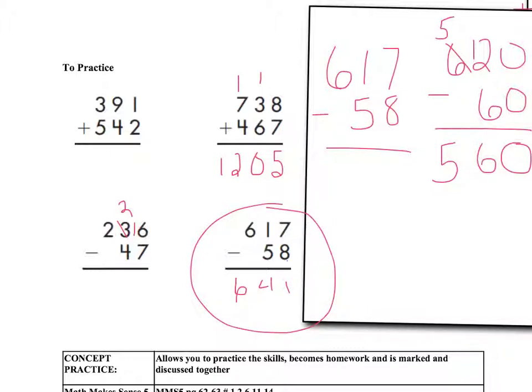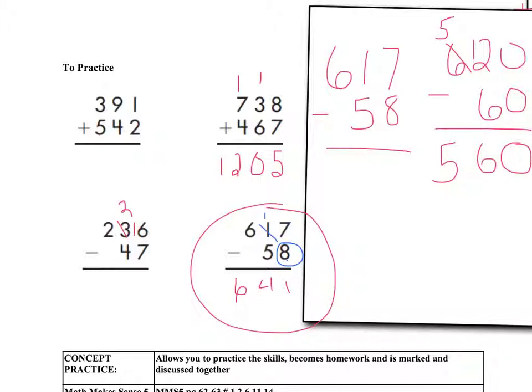7 minus 8, oh shucks. I can't take 7 minus 8, I forgot to borrow. Common mistake, as you can see. Even I make that mistake. So let's go back. 7, 8 take away 7 can't do, so we're going to borrow.